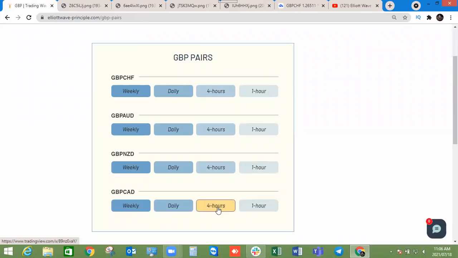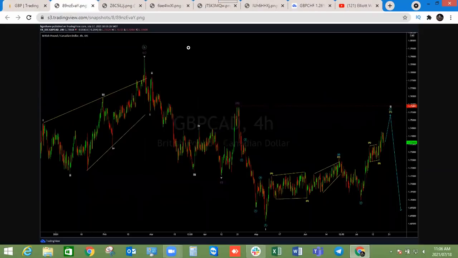Pound CAD. Let's have a look at that. So pound CAD could continue to push to the upside. So last week we were here on pound CAD, short continuation to the upside here. We're still looking for this to push slightly higher. We could still come back down here at the end of this corrective structure. Right, so those are the pound pairs.